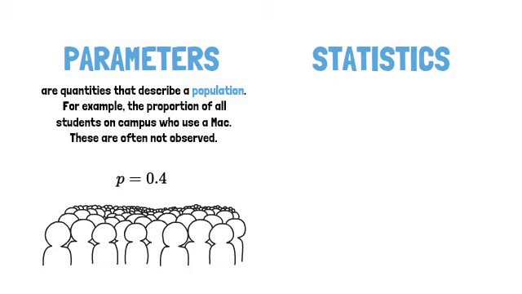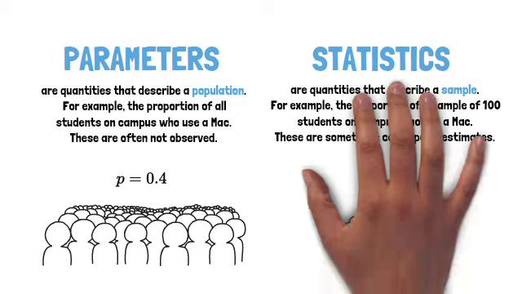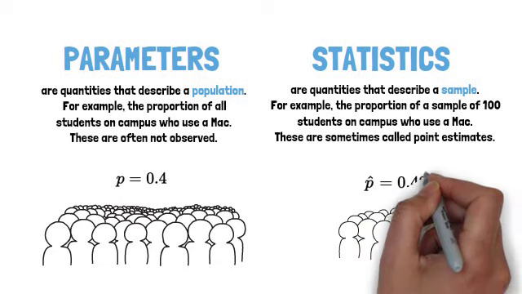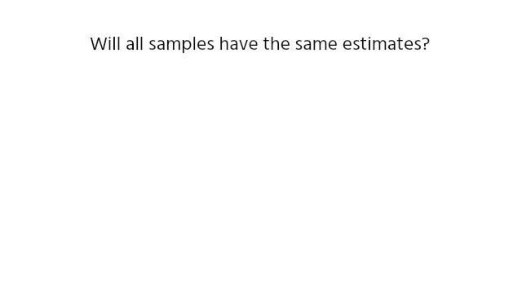Statistics are quantities that describe a sample. For example, the proportion of a sample of 100 students on campus who use a Mac. These are sometimes called point estimates. For example, from a random sample of 100 students on campus, the sample proportion of students who use a Mac is 0.42.